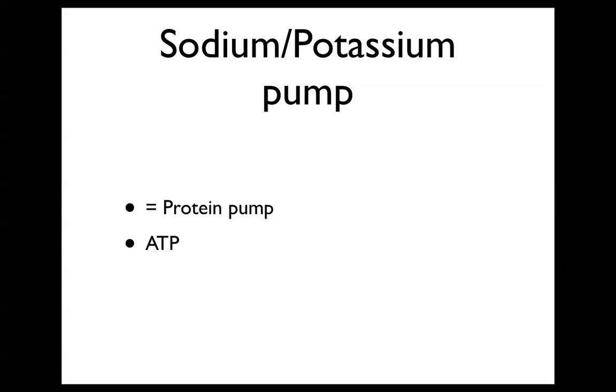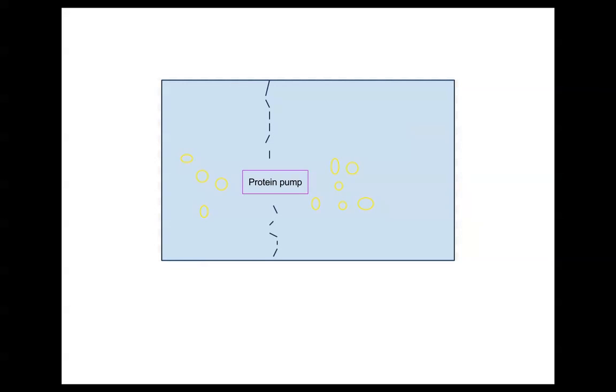Sodium potassium pump. This is the first active transport, and it's also called a protein pump. It requires ATP. This protein pump in the picture is here to move the molecules that are against the concentration gradient.